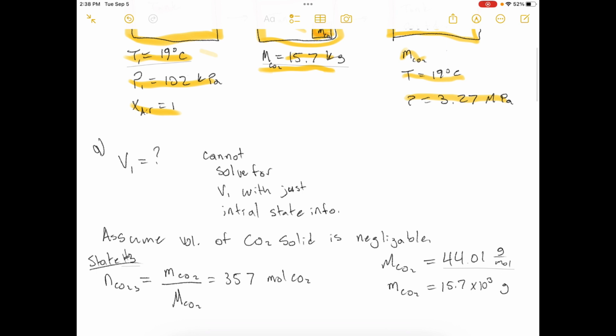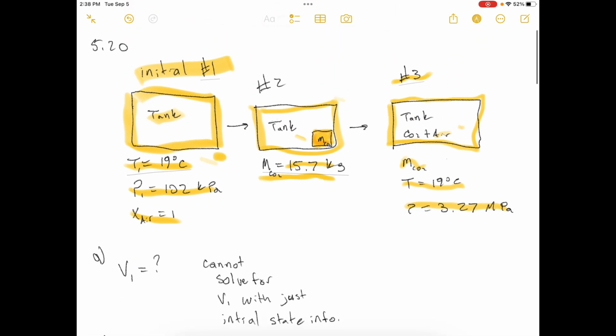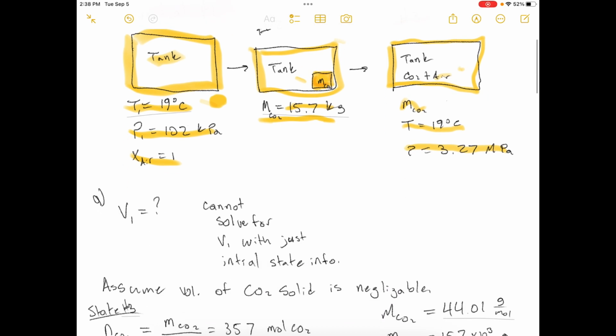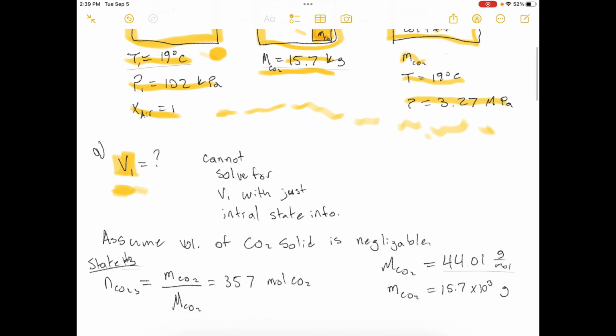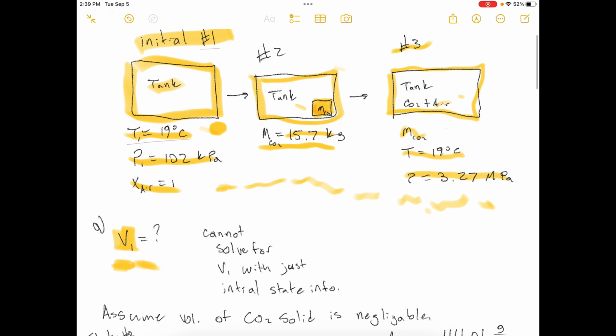Okay, so part A, it says how many moles of air were in the tank initially. Initially how many moles of air? Well, we can't solve for that using the ideal gas law because we don't know the volume of the tank. So we're kind of stuck. We need to use all the rest of the information that we have in order to calculate the volume of the tank, and then we can calculate the number of moles of air in there.